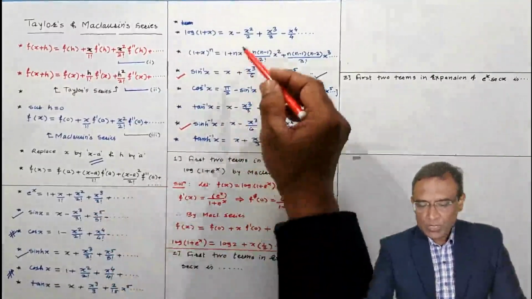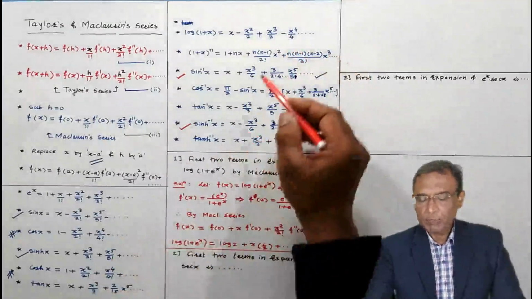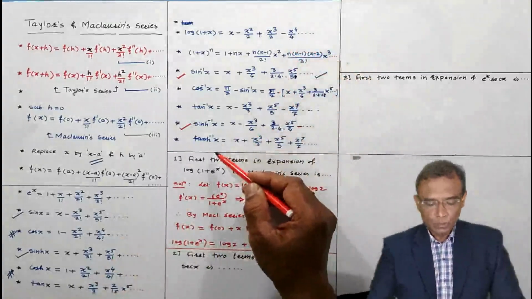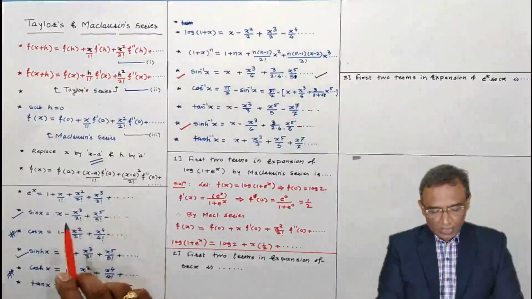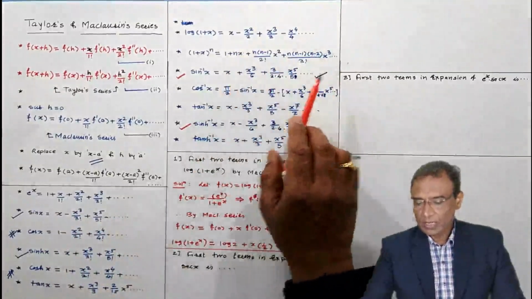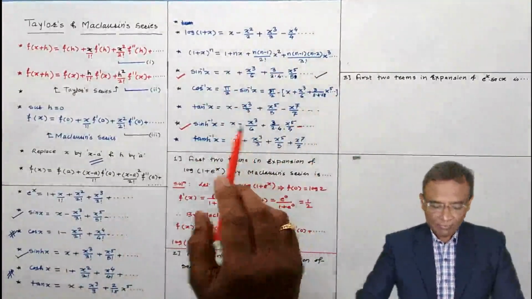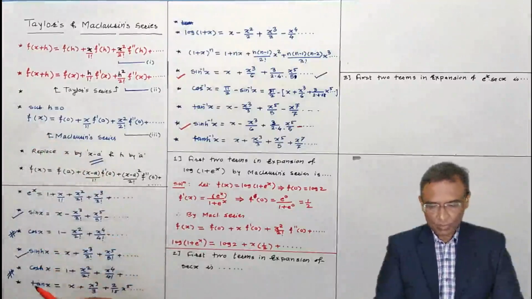All these expansions I have written directly, but all of them can be proved using the Maclaurin series, because all the expansions are in ascending powers of x. And on the left-hand side, there is a function of x. See, sin x, cos x, function of x.